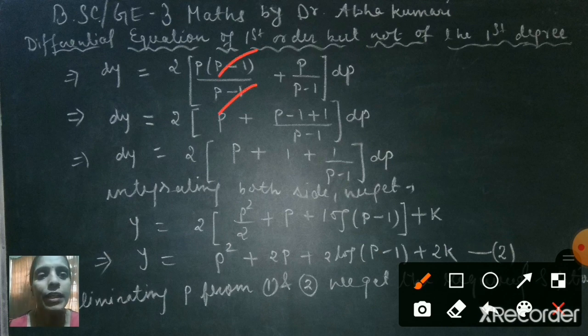Now p divided by p minus 1, but we do not get the integration of p by p minus 1 directly. So again we simplify this term by adding 1 and subtracting 1.